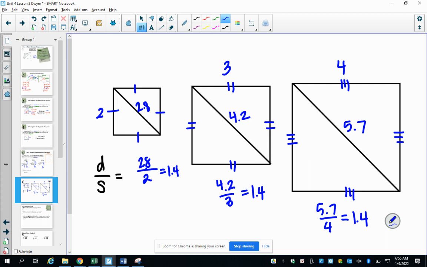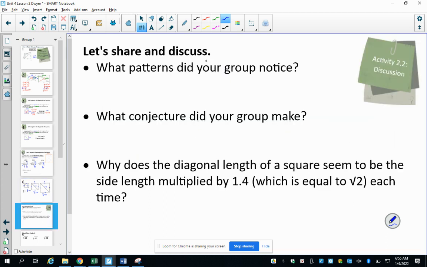So hopefully you're seeing a pattern here. What pattern? Pause the video if you're in class and discuss this with your partner. If you're at home, pause the video and just think about these. Then once you're done with that, push play and we'll talk about it.